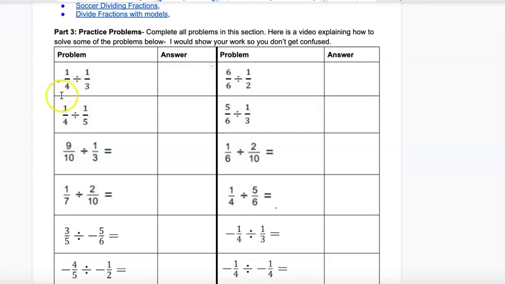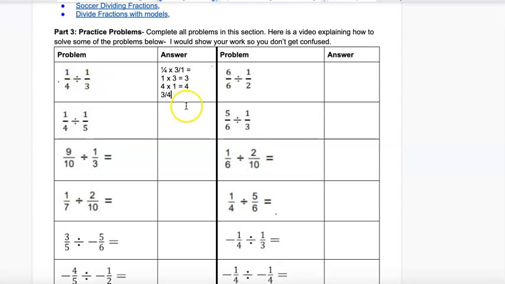When we see two fractions in a division problem, we change our problem to follow keep, change, flip. We keep the first fraction the same. We change the sign from division to multiplication, and then we flip the last fraction. From 1/3, we flip it upside down to 3/1. Then we multiply the numerators, 1 times 3, just like regular multiplication of fractions. And the bottom would be 4 times 1, which is 4. So our answer would be 3/4.